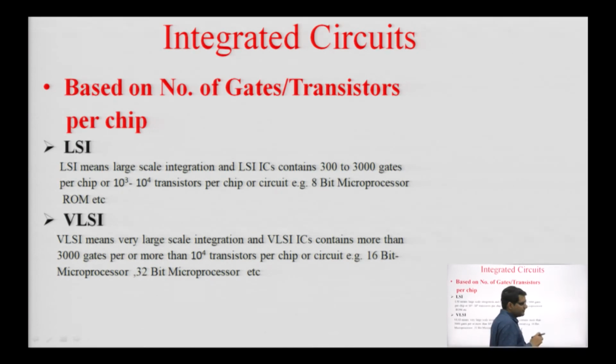Now, the next and most important type of integrated circuit is VLSI. VLSI means very large scale integration, and a VLSI circuit contains more than 3000 gates per chip or more than 10,000 transistors per chip. Examples of VLSI circuits are 16-bit and 32-bit microprocessors. The 16-bit microprocessor is popularly known as the IC 8086. 8086 is an example of a VLSI circuit.